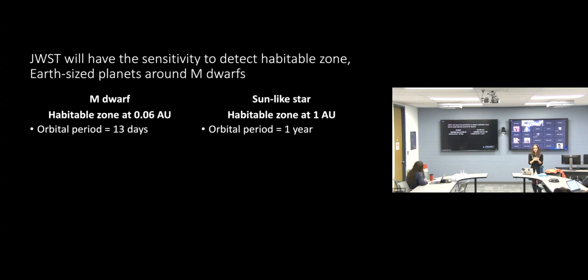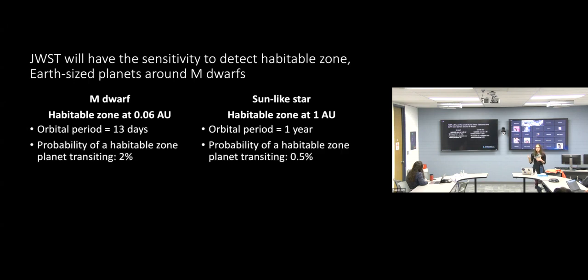For a sun-like star like our own, our habitable zone is here at 1 AU, where the orbital period is a year. So if we wanted to look for transits of an Earth-like planet around a sun-like star, we'd have to wait 1 year in between every single transit. On the other hand, for an M-dwarf habitable zone planet, the habitable zone is at about 0.06 AU, or an orbital period of about 13 days. So you have much more frequent chances to catch that planet transiting.